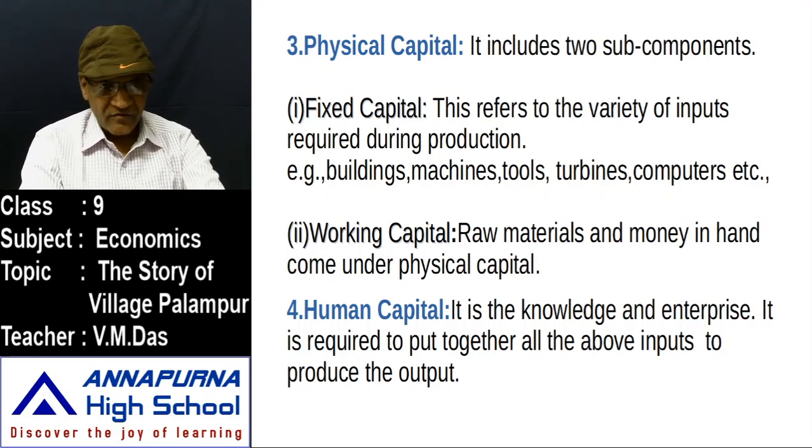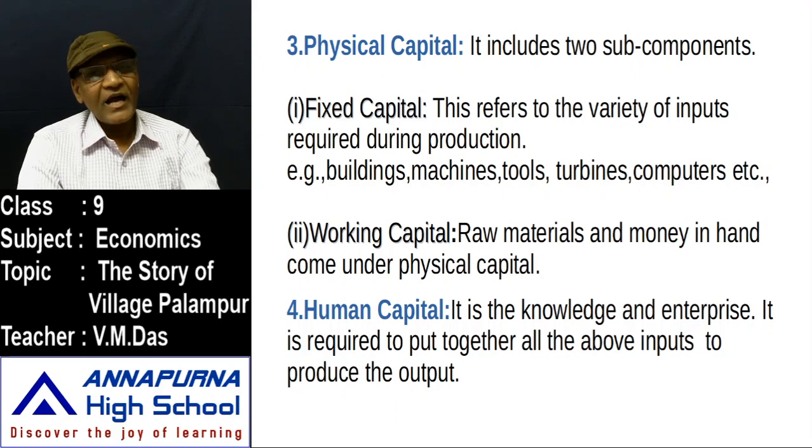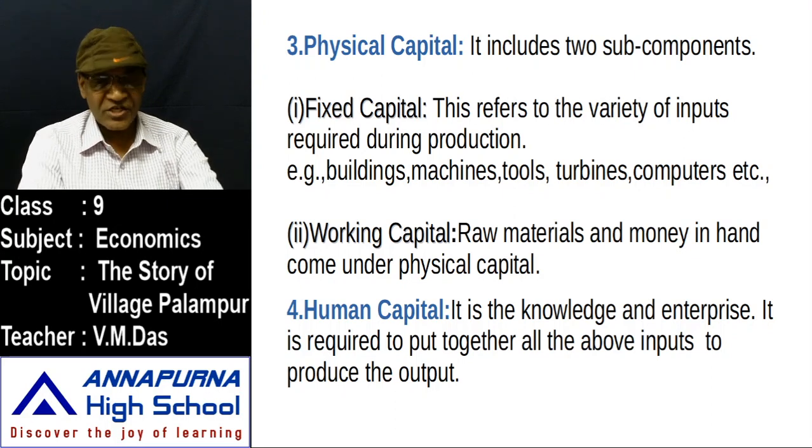We discussed three important factors of production. What are they? Number one, land. Second one, labor. Number three, capital. In capital, we discussed two types, fixed capital and working capital. And the last factor, the fourth one, is called human capital. This is very important. It is the knowledge and enterprise. Humans are also considered as capital. Why is it human capital? Because our enterprise, our abilities, our skills, our knowledge play a very important role in the production of goods.